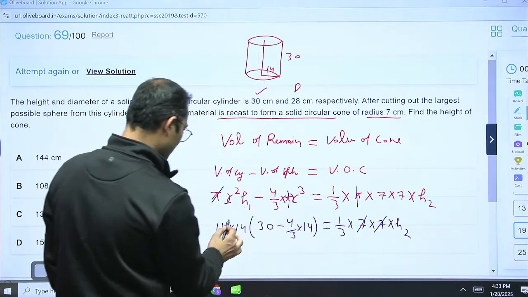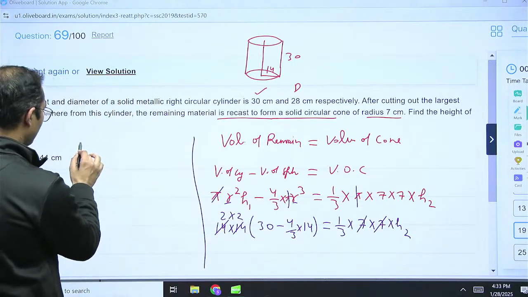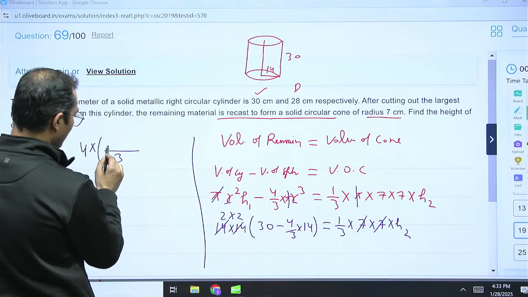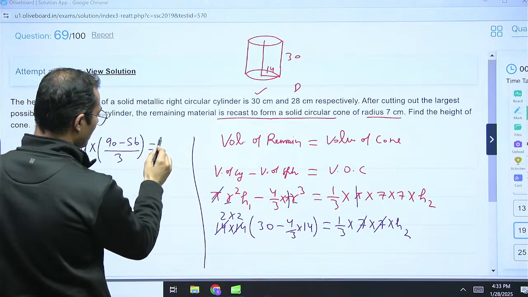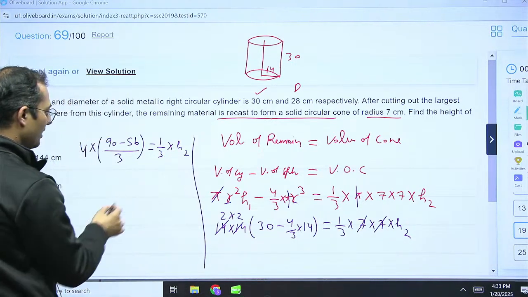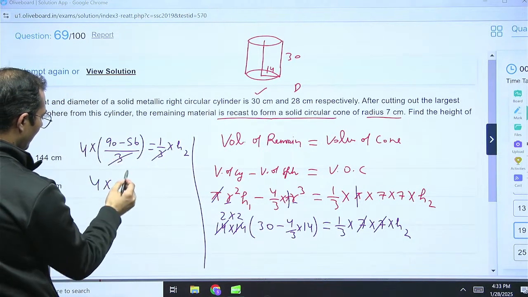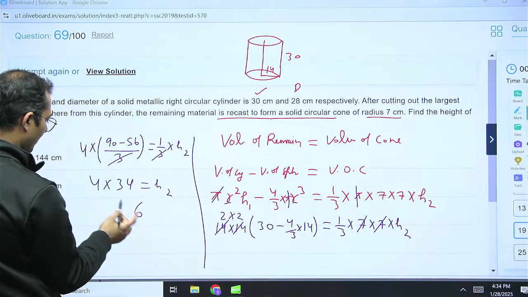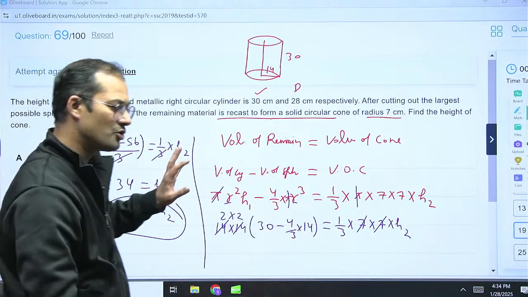By 7, these 14 are cancelled, 2 into 2. Let's take LCM 3: 90 minus 14 for the 56 is equal to 1 upon 3 into h2. The 3 gets cancelled, so 4 into 34 is equal to h2. 4 fours are 16, carry 1, 12. So h2 is 136.